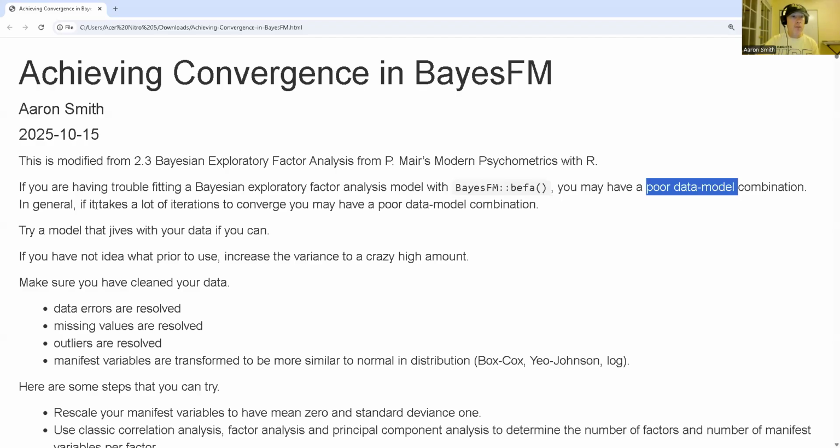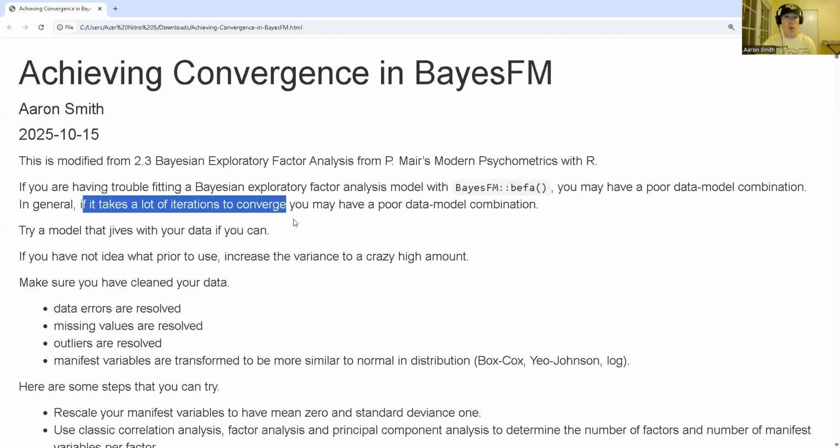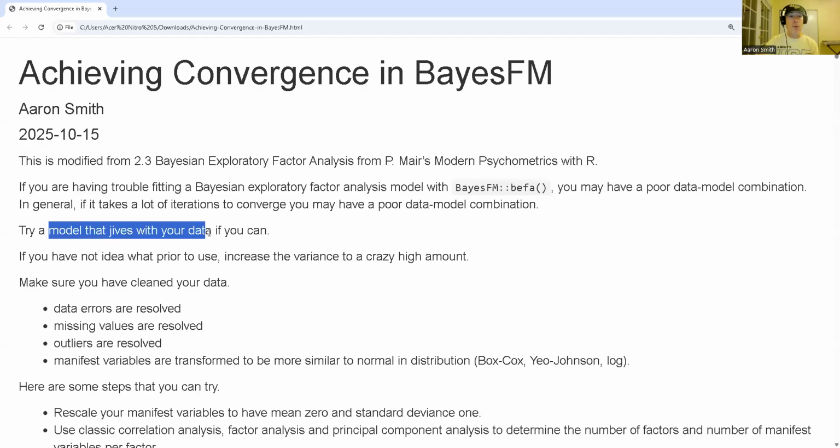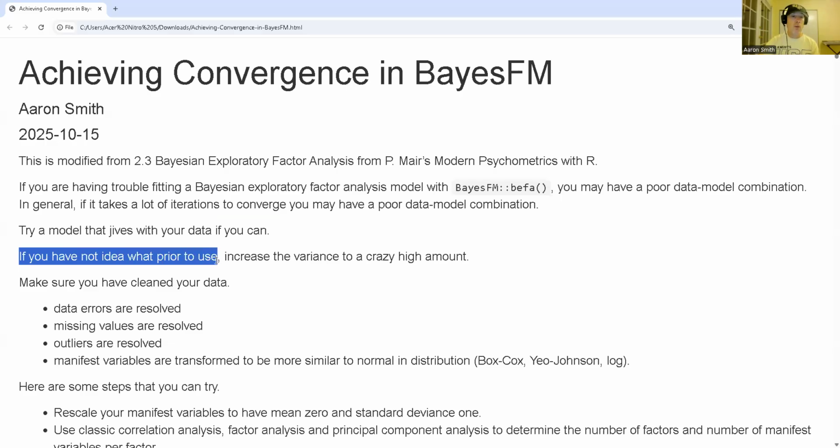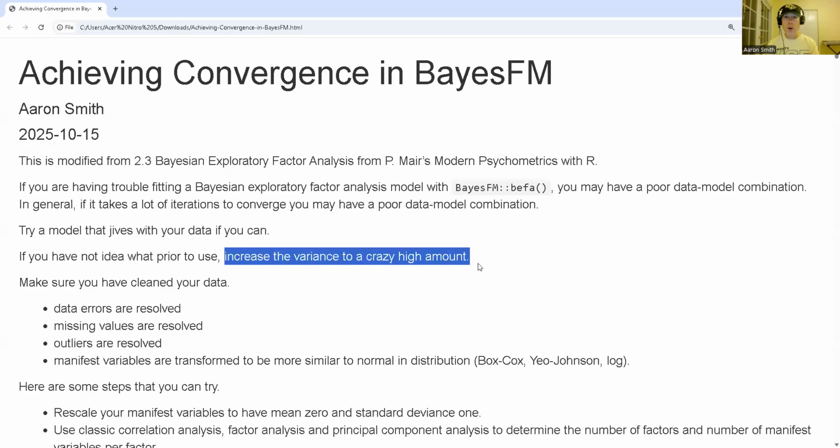If it takes a lot of iterations to converge, consider changing up your model structure. And that's true for any model building that we do that has a convergence effect. So make sure that your model jives with your data. If you have no idea which prior to use, you can increase the variance to a crazy amount to make it an uninformative prior. By doing that, we're setting it up so that the data is able to speak more clearly and the prior's influence has less impact on what's going on.